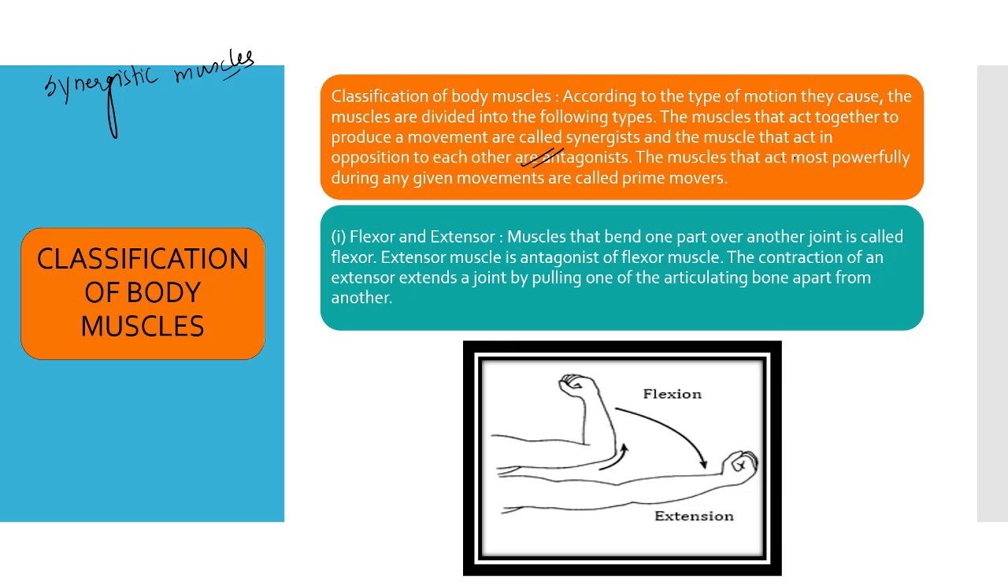The muscles that act most powerfully during any given movement are called prime movers. Flexors and extensors. Muscles that bend one part over the other at a joint are called flexors.